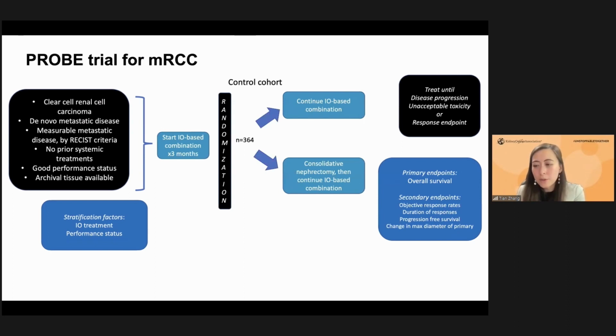And then finally, the PROBE trial is ongoing. This is a trial that is being run from the SWOG cooperative group. Everyone is started on immunotherapy-based combinations, and they're randomized after 3 months to either continuing the immunotherapy-based combination or nephrectomy, so surgery to the primary site. And so hopefully we're also getting there to seeing what the effect is and how to do surgery to the primary in the setting of metastatic disease.